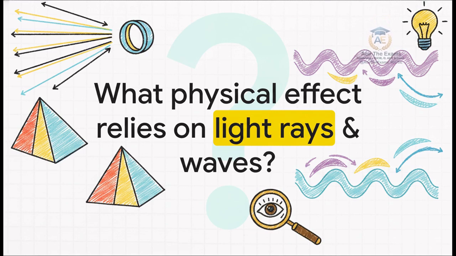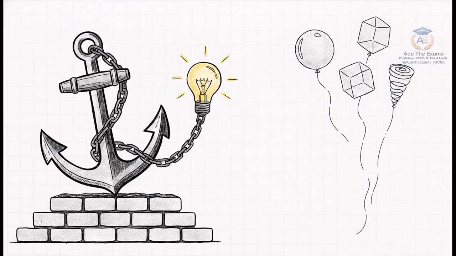If the command word is describe, you state what happens. If the command word is explain, you must state why it happens using physics principles. Sam always misses this distinction. Don't be like Sam. You have to anchor the concept in reality before you even think about introducing the formal language. This is where Alex goes wrong.